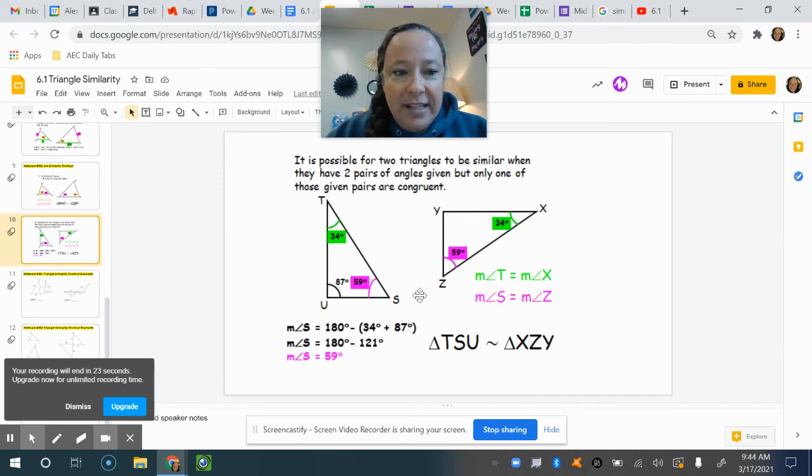Now, this is just another slide. It is possible for two triangles to be similar when they have two pairs of angles given, but only one of those given pairs are congruent. I don't even know if that makes sense, but like right here, this is 87. You can figure that out. And then you could figure out 59. This is just saying you can deduce what that other angle is.